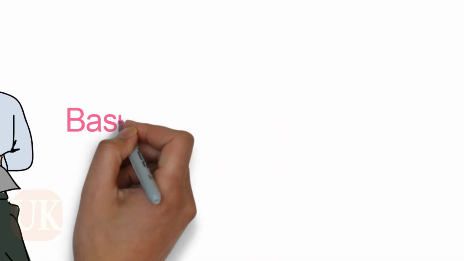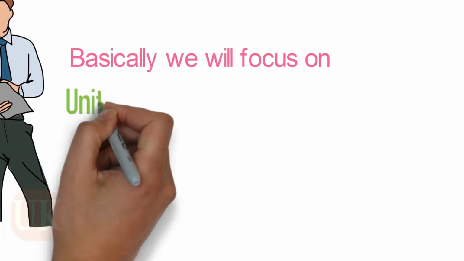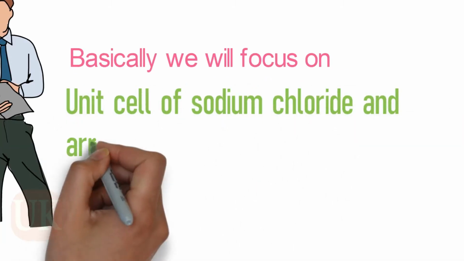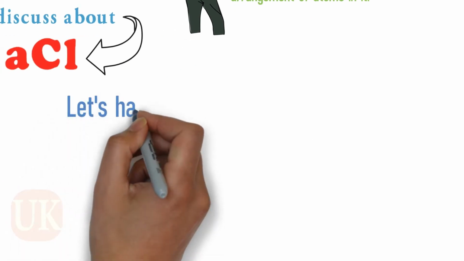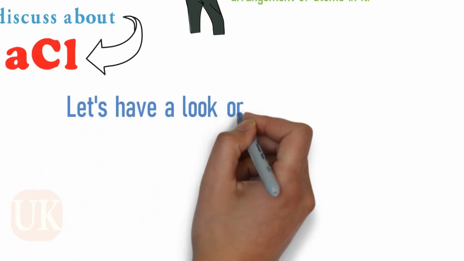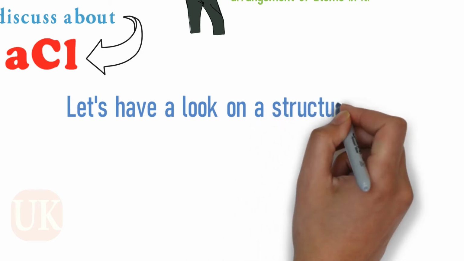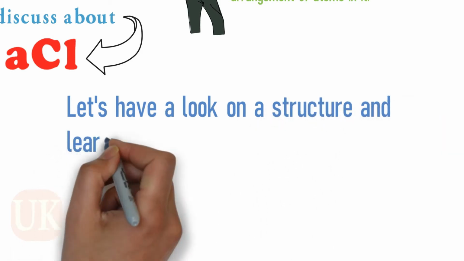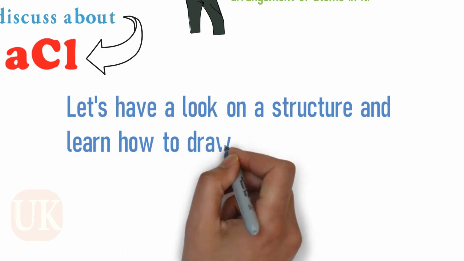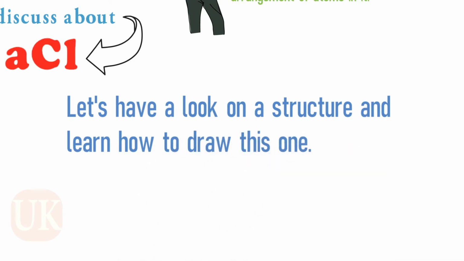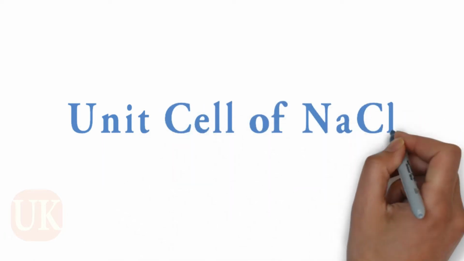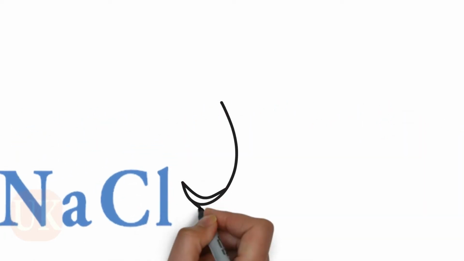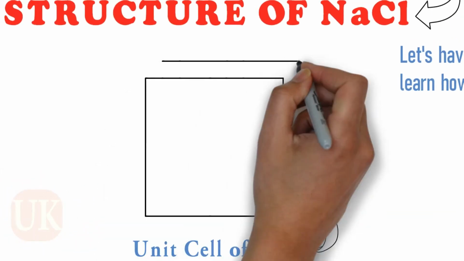Guys, basically we will focus on a unit cell of sodium chloride and the arrangement of atoms in it. The unit cell is a basic part of the whole lattice which shows all the typical properties of the whole lattice. So the unit cell is very important to study. Therefore, to understand the structure of sodium chloride, let's have a look at the structure and learn how to draw it.